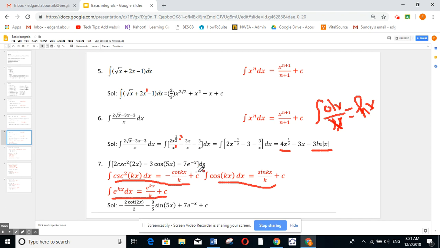Exponential, you write it as it is, as we said, e^(kx). 7e^(-x). Derivative of minus x is minus 1. So if you divide by minus 1, minus and minus, it will be plus.